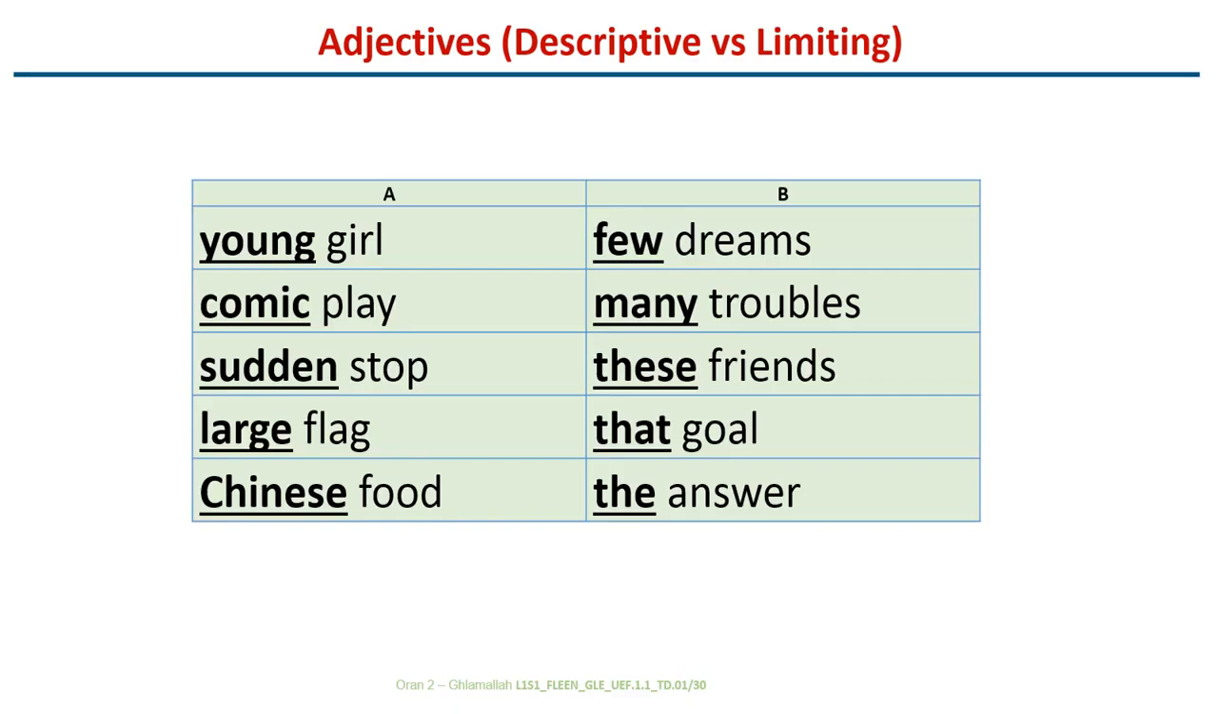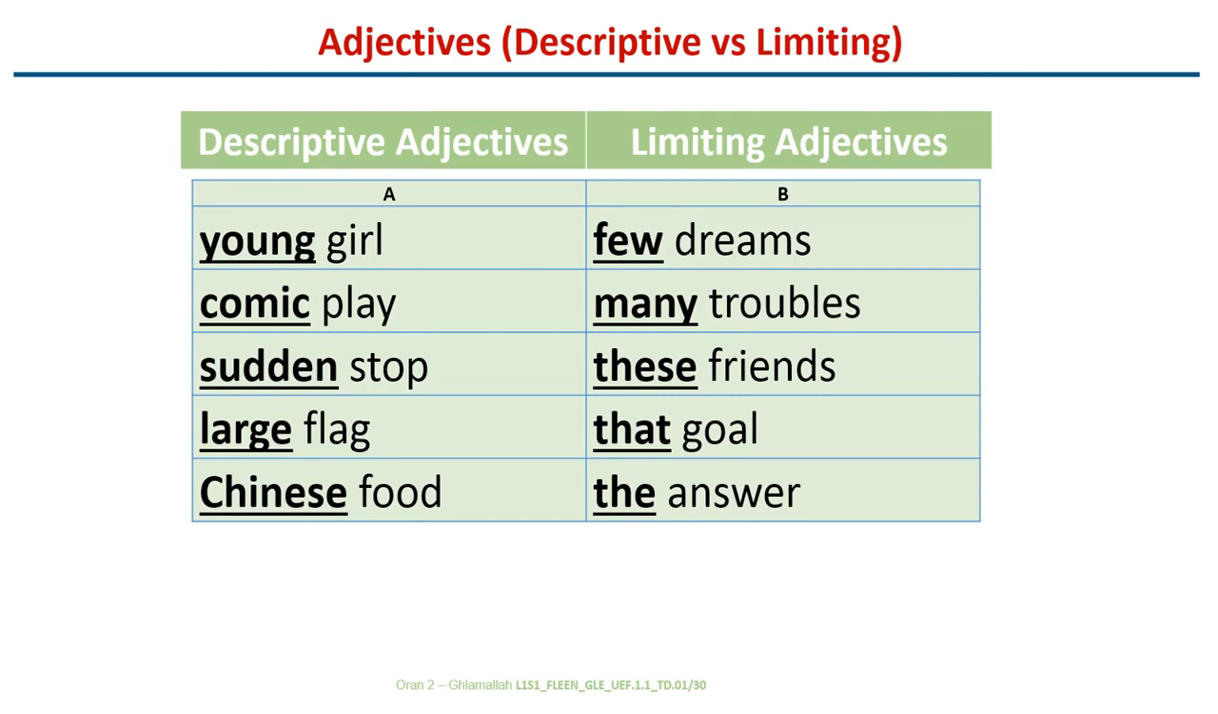If you look carefully, you're going to find two types of adjectives. The adjectives in column A, young, comic, sudden, large, Chinese, are called descriptive adjectives. And those in column B, few, many, these, that, the, are called limiting adjectives or determiners.